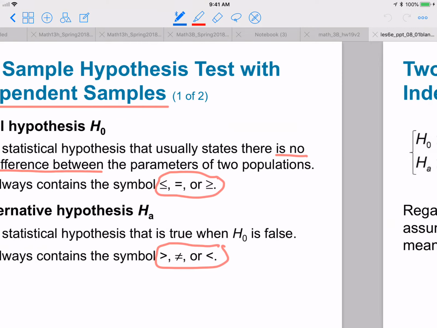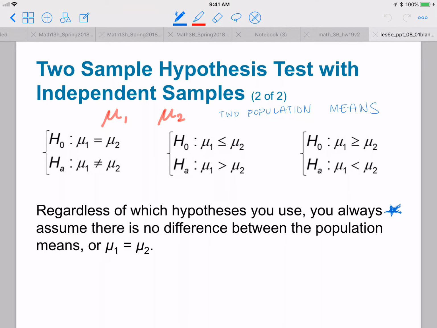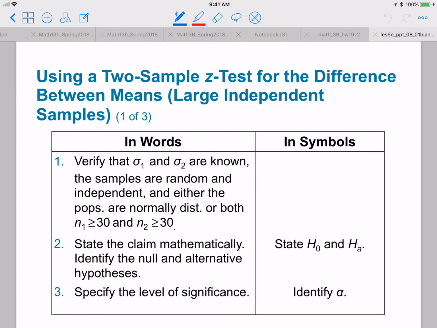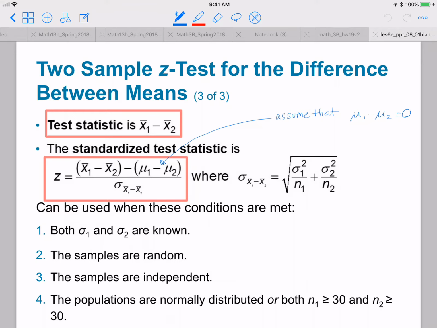And that's because, regardless of which hypothesis you use, you always assume that there's no difference between the population means, aka mu1 is equal to mu2. And then what's another way to say mu1 is equal to mu2? Mu1 minus mu2 equals 0. Okay? So it's all tying together here. And then we have here repeated the conditions under which we can use the two sample z-test. Okay. All right.